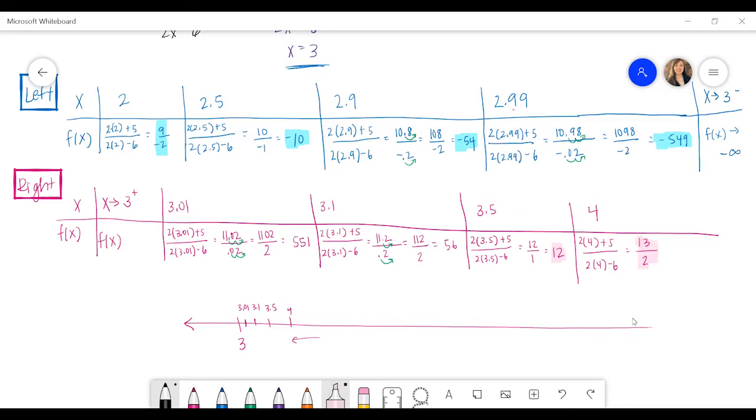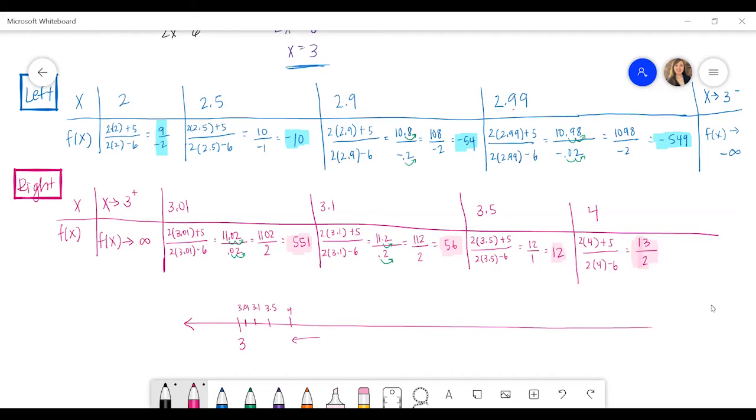So from 13 over 2 to 12 to 56 to 551, what is happening to f of x? Those numbers are increasing, seemingly without bound. Again, you can always add more numbers in between here, right? 3.001, or add as many zeros as you want. I would say it goes to infinity.